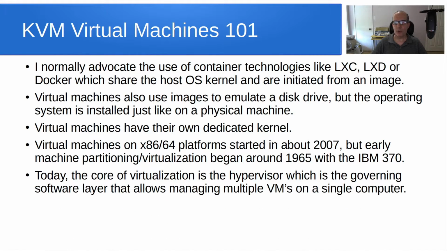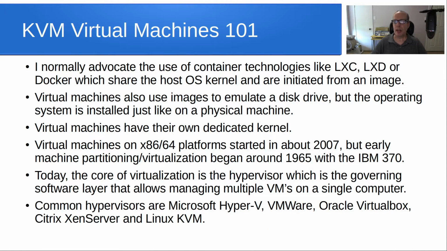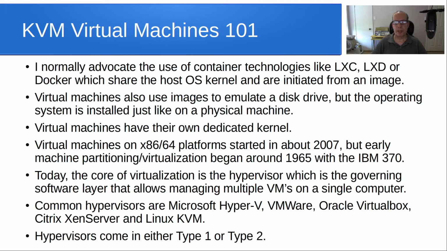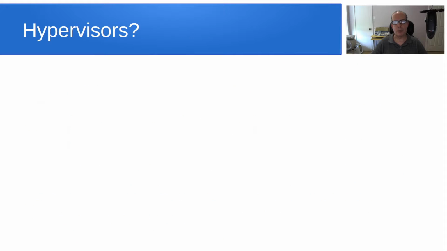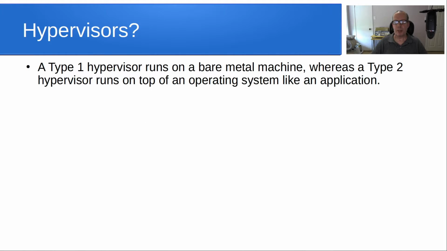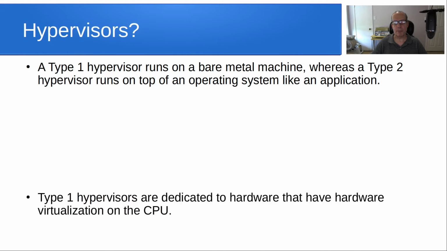Today, the core of virtualization is the hypervisor, which is the governing software layer that allows managing multiple VMs on a single computer. Common hypervisors are Microsoft Hyper-V, VMware, Oracle VirtualBox, Citrix Xen Server, Linux KVM, and many others. Hypervisors come in either what is called a Type 1 or a Type 2. A Type 1 hypervisor runs on a bare metal machine, whereas a Type 2 hypervisor runs on top of an operating system like an application.